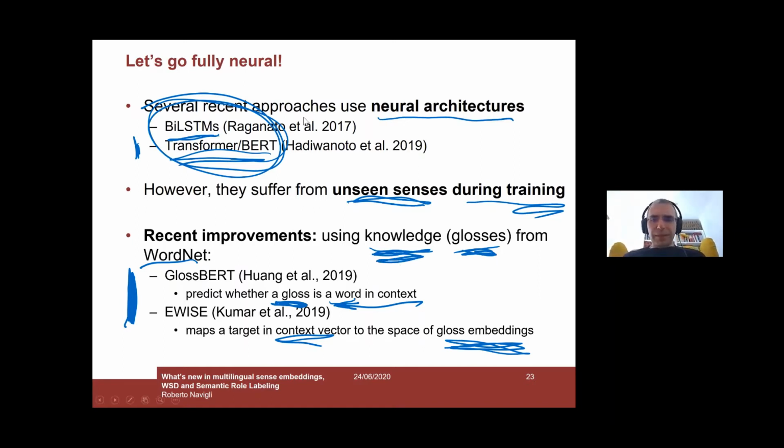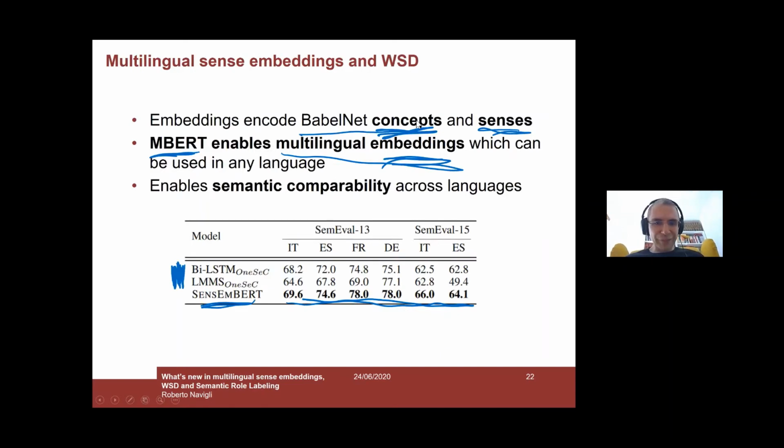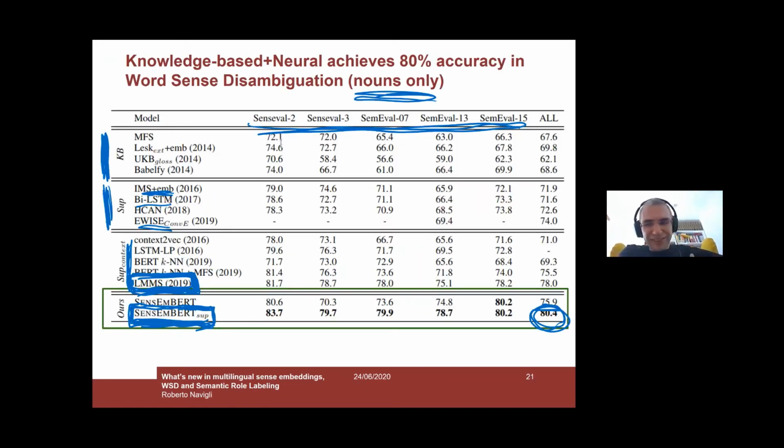Let me see the question, so I can immediately answer this. Yeah, that's a good question. I see Martin is asking it. What are the reasons for the differences in the results between the different Senseval datasets and SemEval datasets? Let me go back to this slide. I like this interactive way of asking questions.